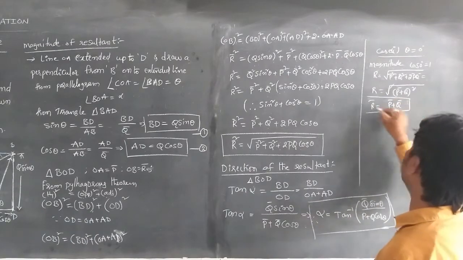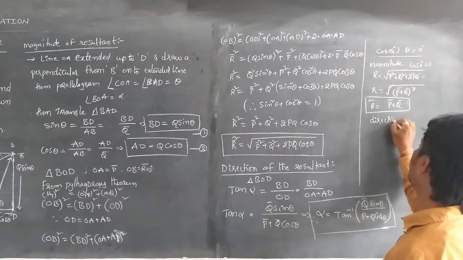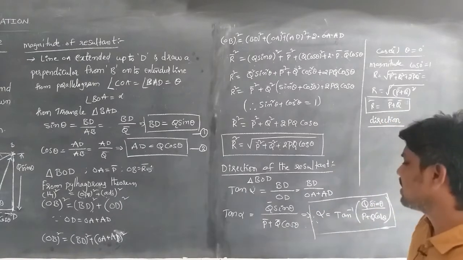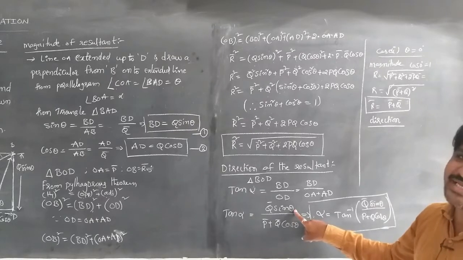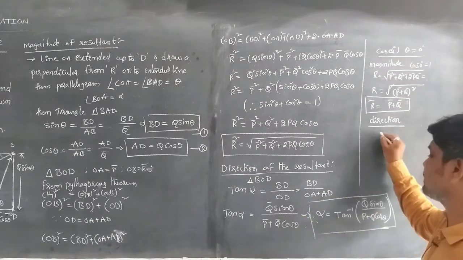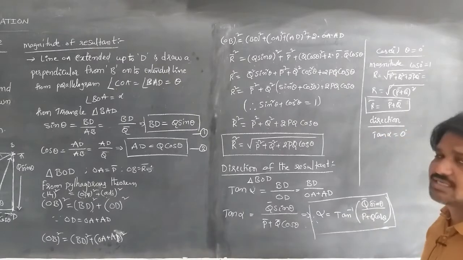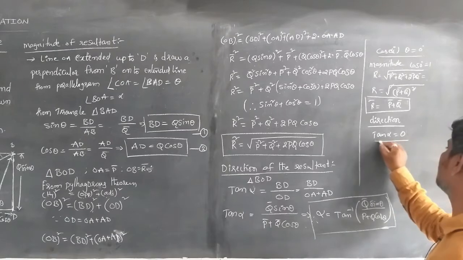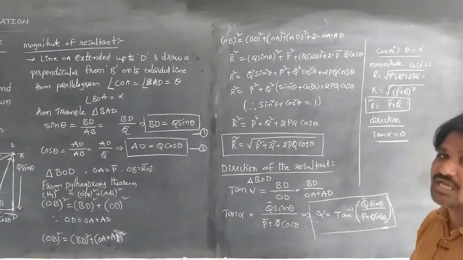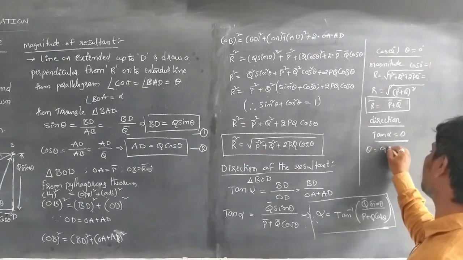And the direction will be, since sin 0 is equal to 0, and 0 divided by something is 0, tan alpha is equal to 0. Then we can get the direction from that value.